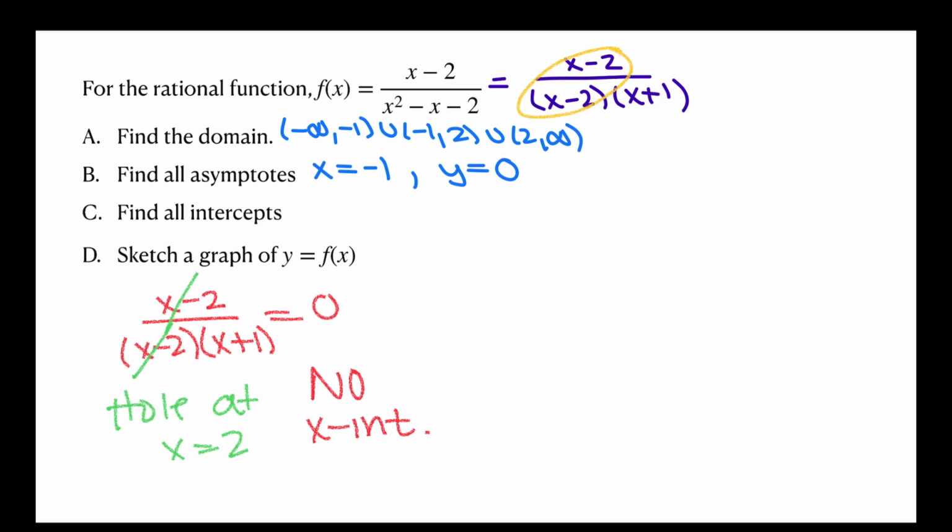Or another way of thinking about this, just like we saw in the last example, x-intercepts occur at zeros of the numerator. The only way a fraction can equal 0 is if the top is 0. The only zero of the numerator here is x equals 2.